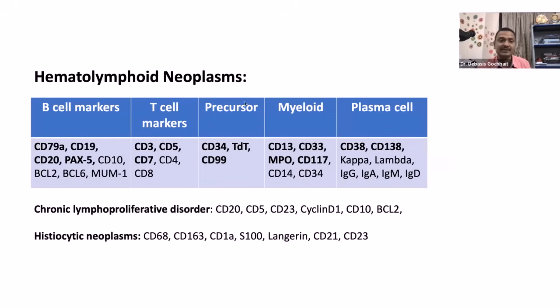Then there are certain markers for chronic lymphoproliferative disorders. If you are interested, you can read a little bit. And there can be some histiocytic tumors that arise from histiocytes. I would mention at least one here, that is Langerhans cell histiocytosis. It is a very frequently asked question which IHC marker will be positive in Langerhans cell histiocytosis.